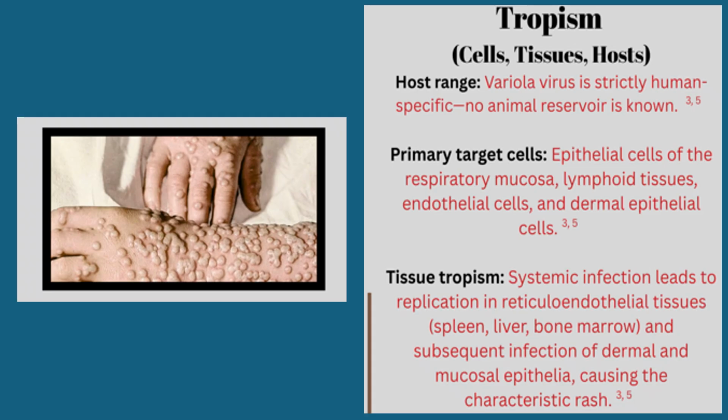lymphoid tissues, where it replicates tremendously, endothelial cells and dermal epithelial cells, as you see in this picture, how it affects the hands, the feet, and the face, and the legs and arms, as you will see later. Tissue tropism is systemic infection. It leads to replication in reticuloendothelial tissues like spleen, liver, bone marrow, and subsequent infection of dermal and mucosal epithelial cells, causing the characteristic rash, which is so relentless.